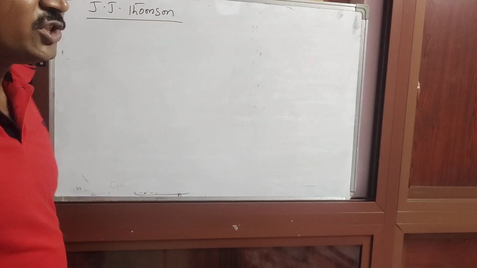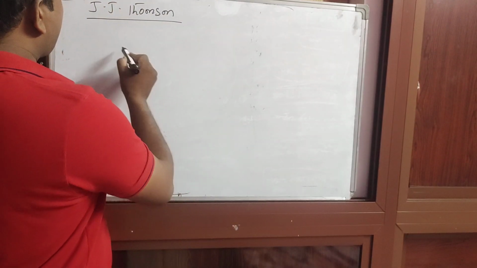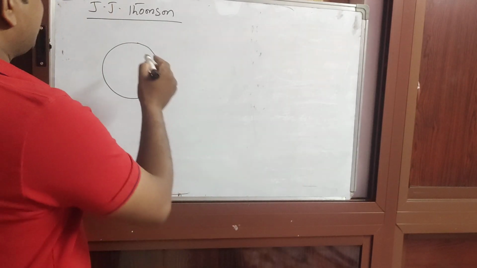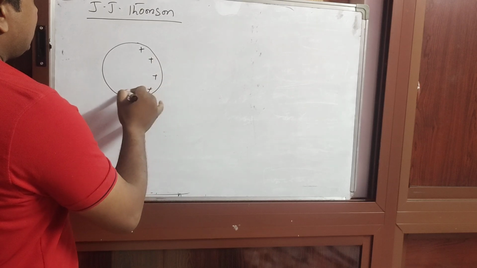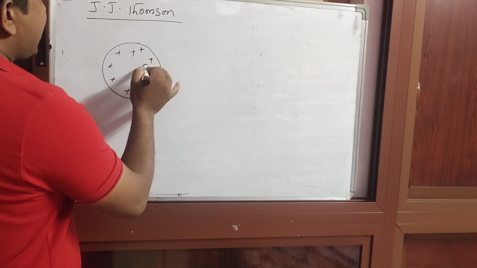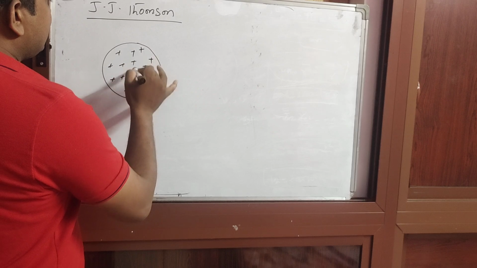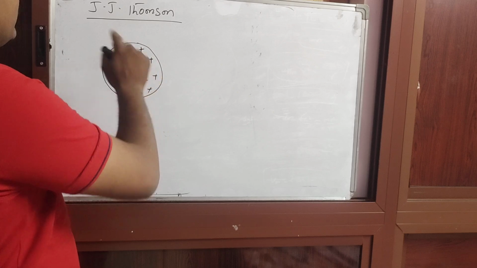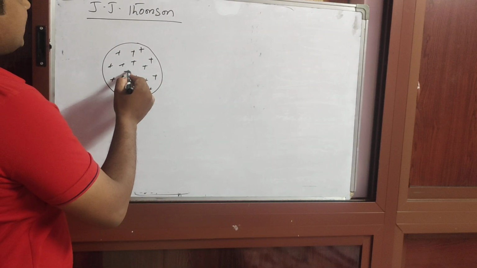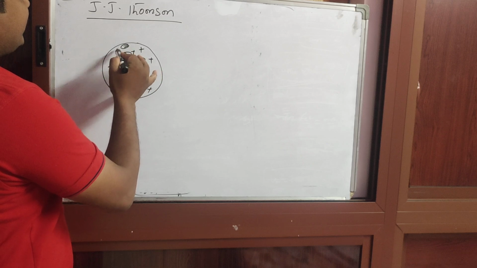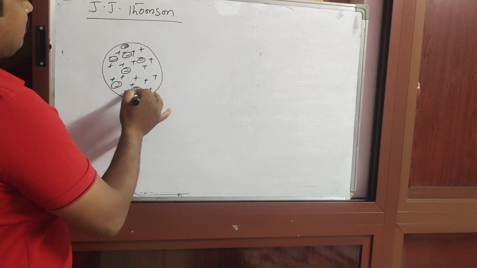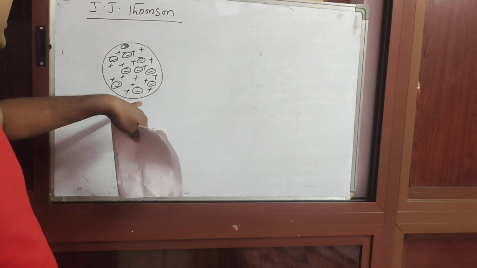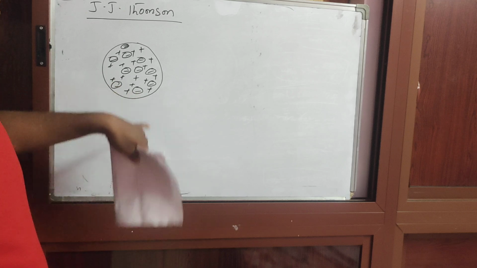What does J.J. Thomson say in his experiment? The atom is completely a sphere with a positive charge, like this. The electrons are embedded like this. If you take ghee, like badam and pista, in ghee we put badam and pista like that, the electrons are embedded like this.